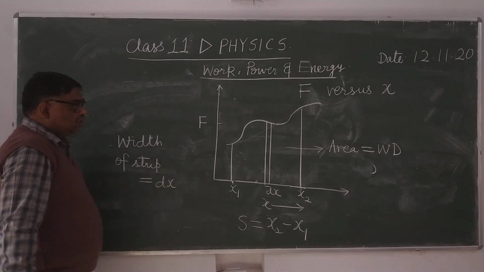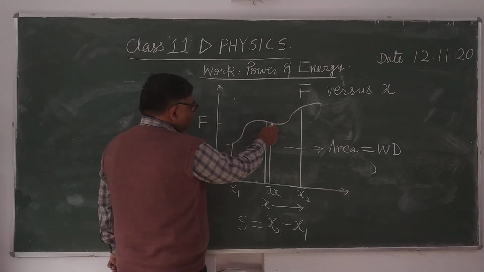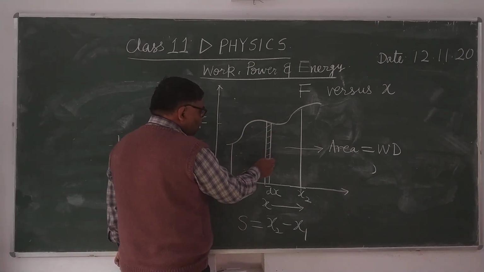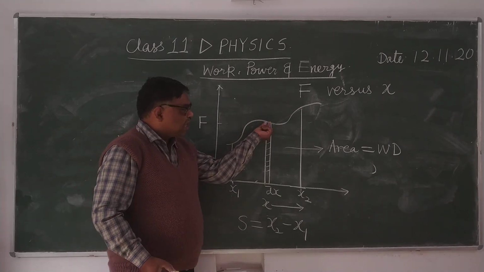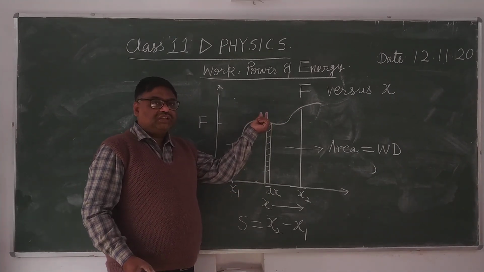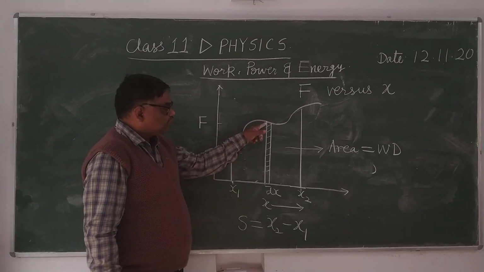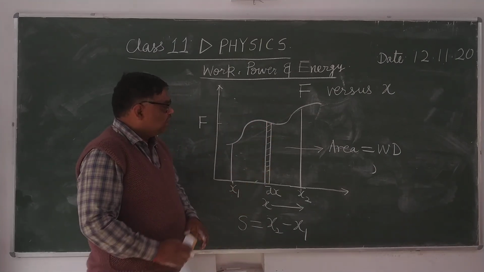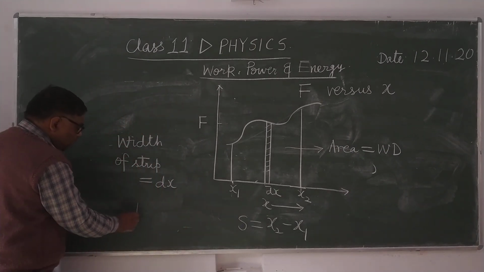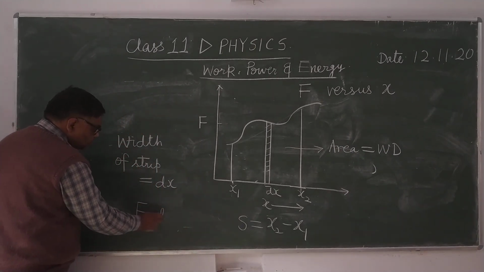So what will be this area? This is a rectangular strip because it is very small. Therefore, this part will be almost straight, and when this part will be almost straight, it will become rectangular. Which means what will be its area? Its area will be equal to F into dx.